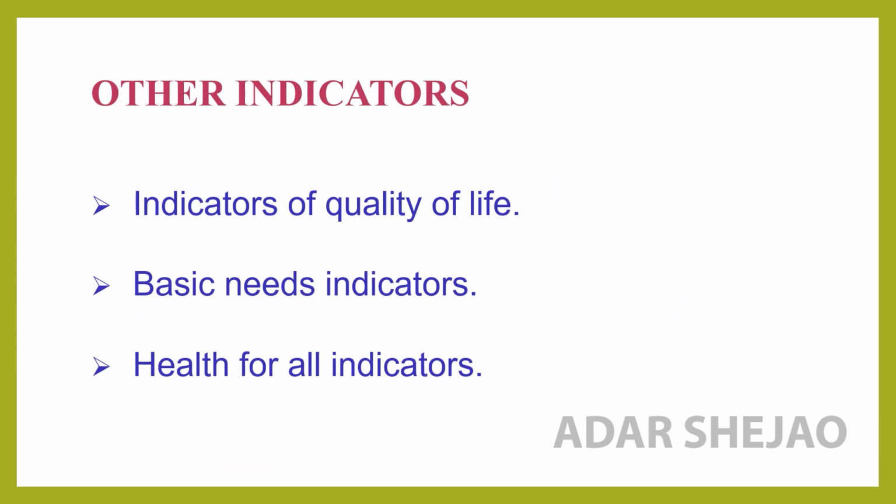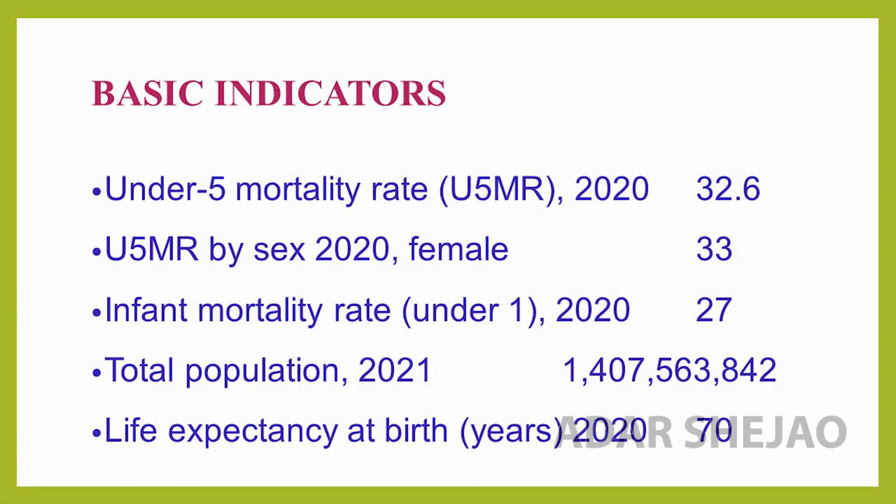Other health indicators. Indicators of quality of life. Basic needs indicators. Health for all indicators. Basic indicators. Under 5 mortality rate, U5MR, 2020: 32.6. U5MR by sex, 2020, female: 33. Infant mortality rate, under 1, 2020: 27. Total population, 2021: 1,407,563,842. Life expectancy at birth, years, 2020: 70.